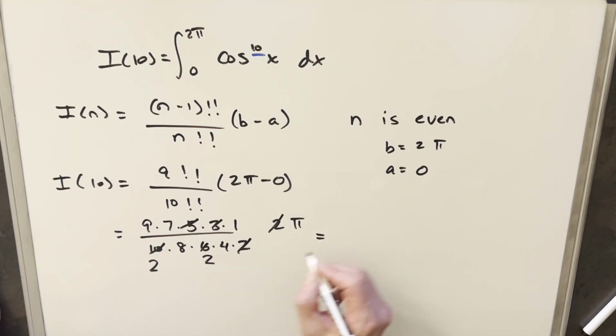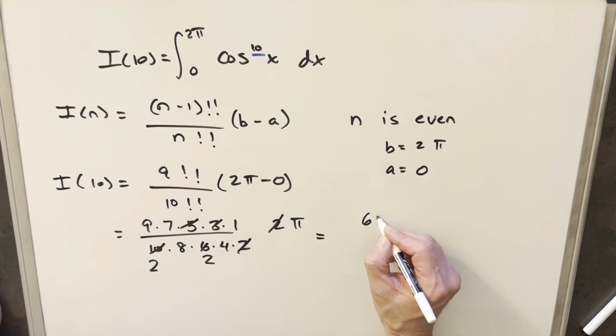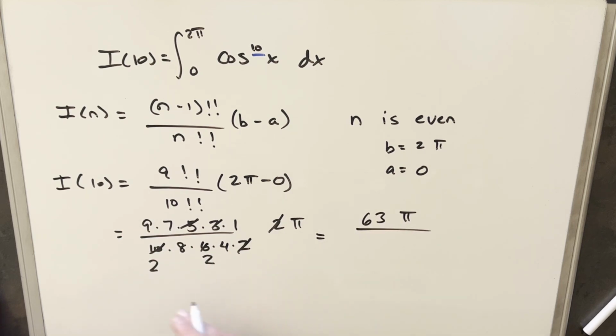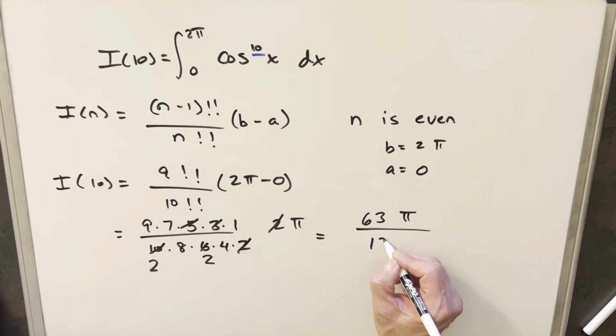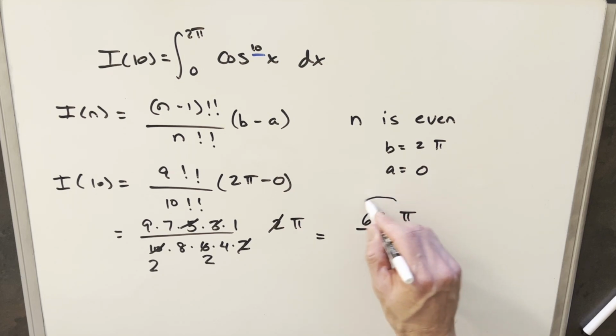Now we can just multiply this out. So we'll have 9 times 7 or 63 pi over 2 times 8 is 16, 32 times 4 gives me 128. And so that's it. Our solution is just going to be 63 pi over 128.